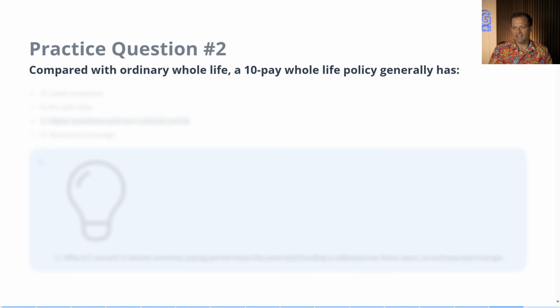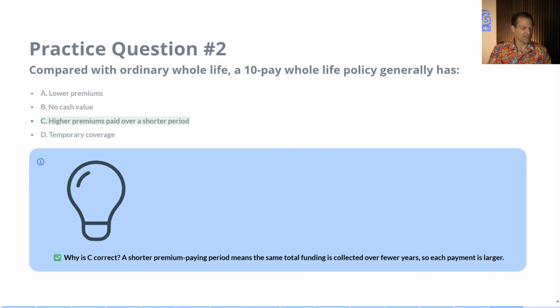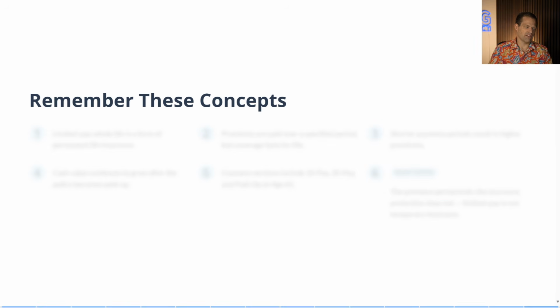Practice question 2. Compared with ordinary whole life, a 10-pay whole life policy generally has lower premiums, no cash value, higher premiums paid over a shorter period, or temporary coverage, which is it? There's that trick again. And of course, I didn't trick you. That is the right answer. It's C. Shorter premium paying period means the same total funding is collected over fewer years, so they have to make up with a higher monthly premium.